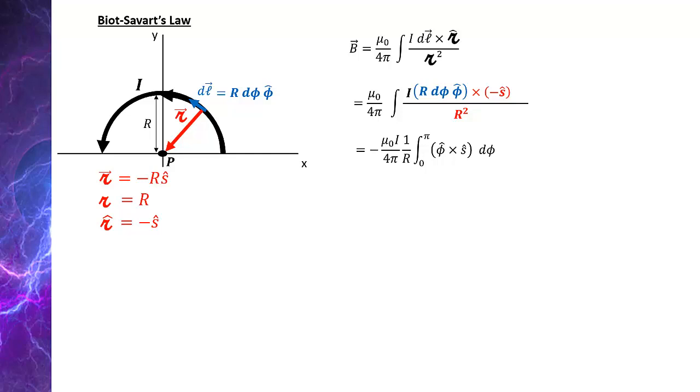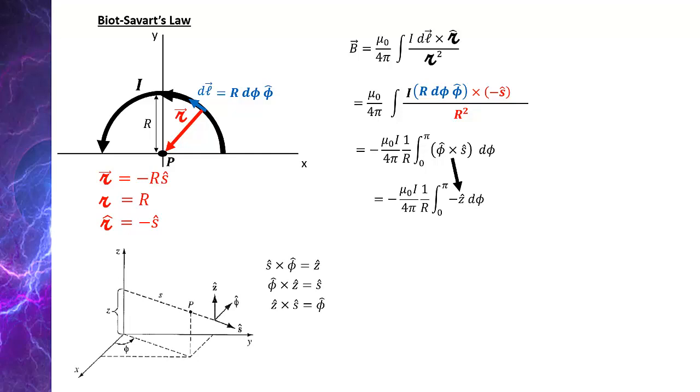I didn't want to take the φ-hat cross s-hat out of the integral just yet, because we need to figure out what that is. It could depend, for instance, on the angle that we're at, so we need to be a little bit more careful there. It turns out that the cross product between φ-hat and s-hat is something really nice in cylindrical coordinates. If you remember our definition of the unit vectors in cylindrical coordinates, φ-hat cross s-hat gives us minus z-hat. So we can replace that φ-hat cross s-hat inside the integral with minus z-hat.